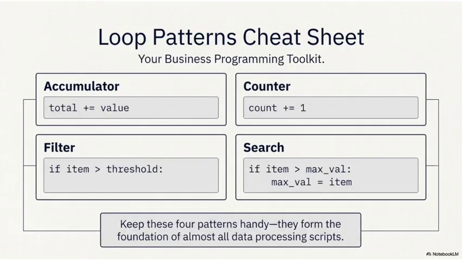These four patterns combine freely. A single loop can accumulate a total, count and qualify records, filter out outliers, and track the maximum simultaneously. Memorize these four patterns and you can process virtually any flat dataset. Every analytics script in this course is a variation or combination of these fundamentals.